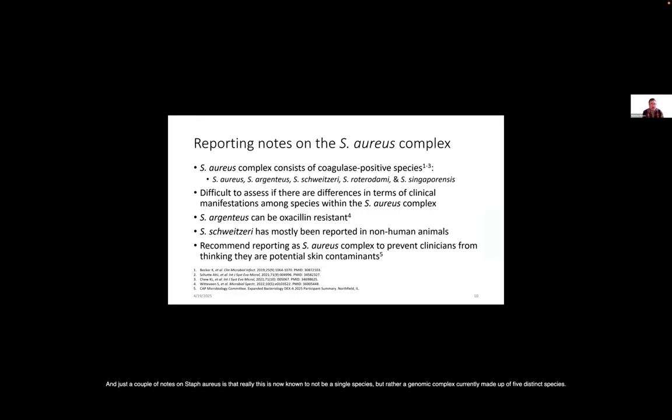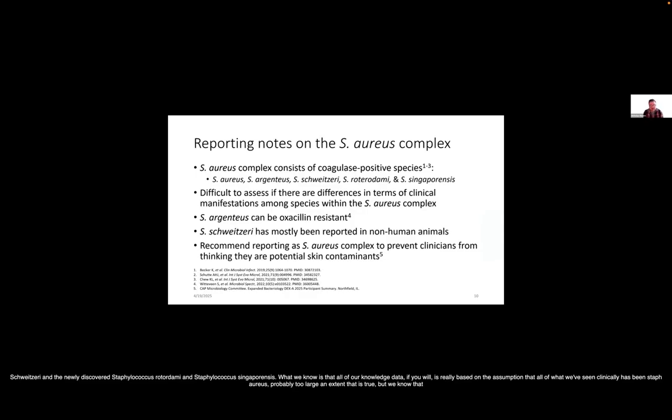And just a couple of notes on Staph aureus: this is now known to not be a single species, but rather a genomic complex currently made up of 5 distinct species, Staph aureus being the most well-known and the first recognized, but also Staphylococcus argenteus, schweizeri, and the newly discovered Staphylococcus rotterdami and Staphylococcus singaporensis. All of our knowledge data, if you will, is really based on the assumption that all of what we've seen clinically has been Staph aureus.